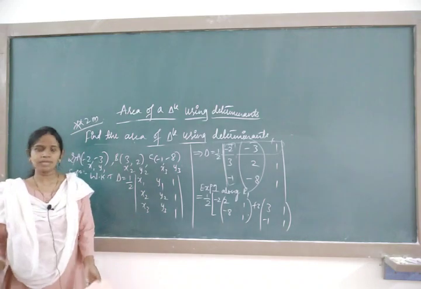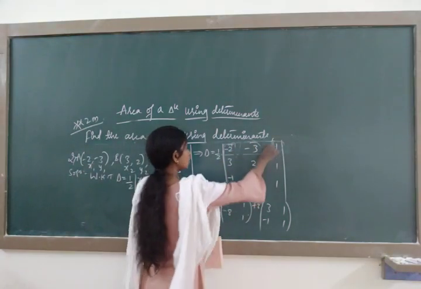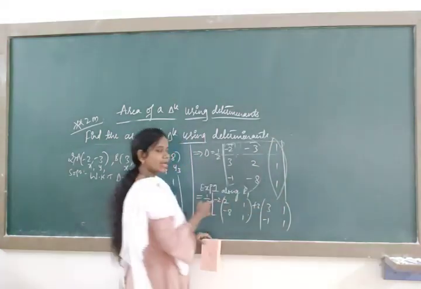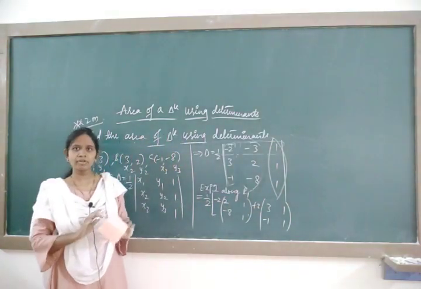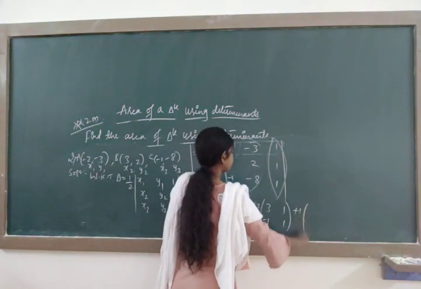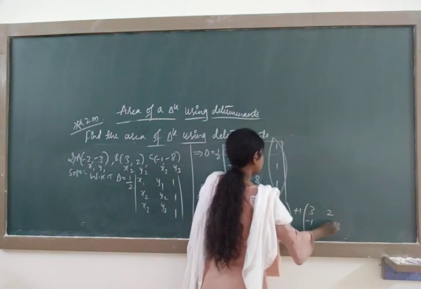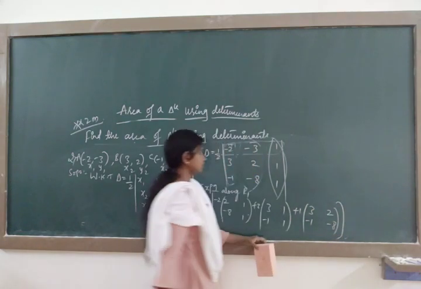Now the second column will be opened. Which column will be closed? The third column will be closed. We are expanding along R1, therefore R1 will be completely closed. Plus 1 of this: 3 2, minus 1, minus 8.